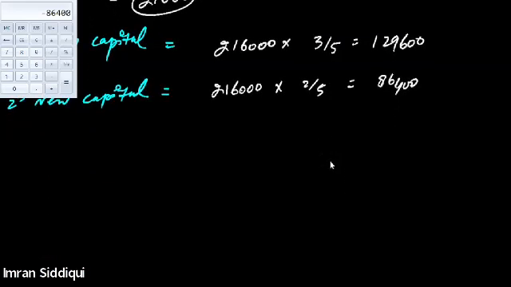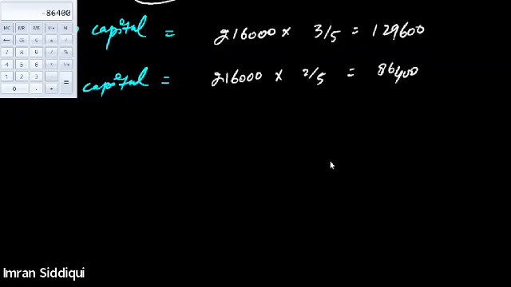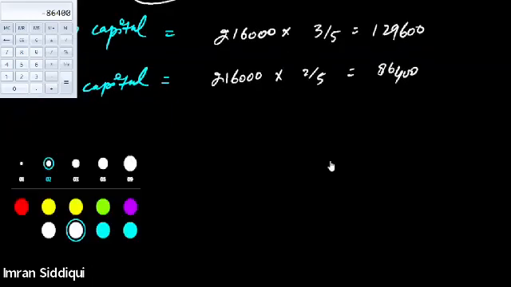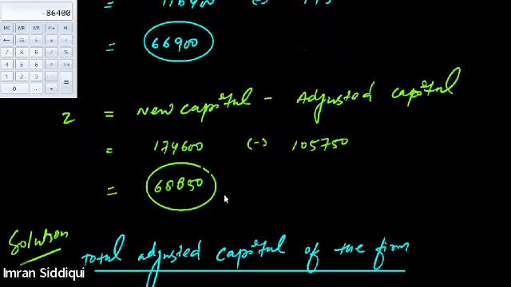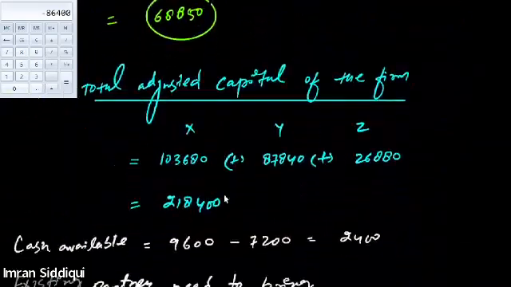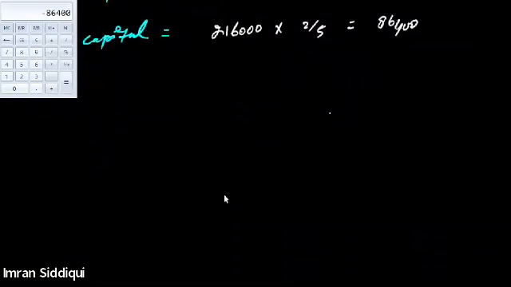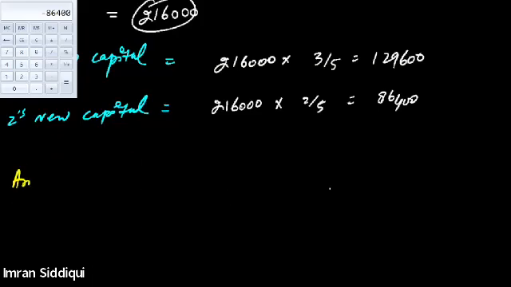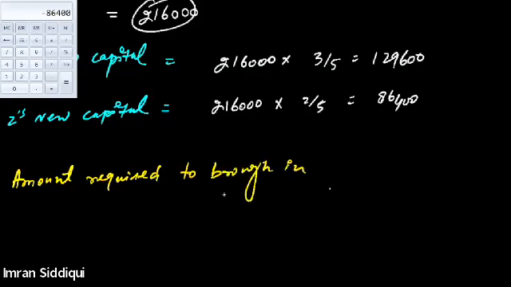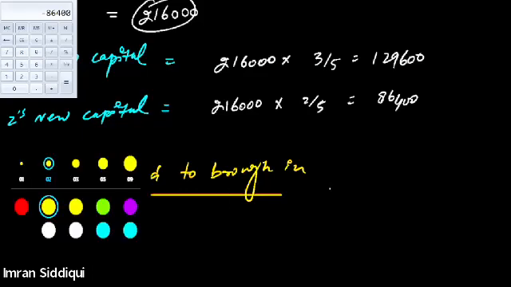This is the new capital for X and Z. X and Z have to maintain this much capital balance. Got it, everyone? Is it clear, yes or no? Yes, sir. Now the question arises, how much amount will they bring in cash? So let's calculate the amount required to be brought in by X and Z.